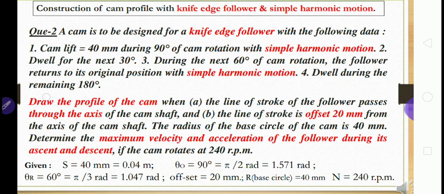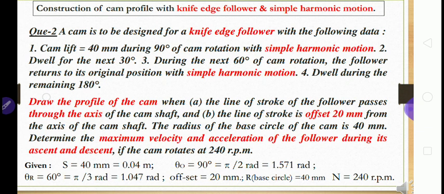That means the follower, during cam rotation, is having a simple harmonic motion. According to this, the follower will move. So we know that it is now a problem of simple harmonic motion. Second, the dwell for the next is 30 degree. That means dwell is given as 30 degree.